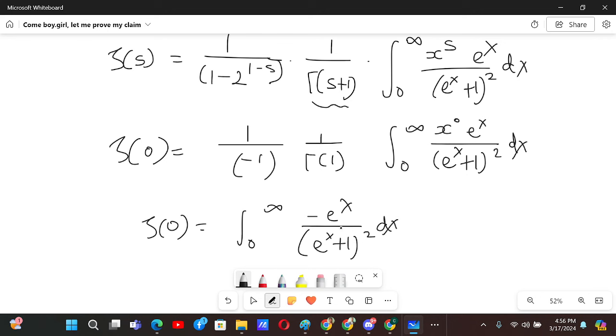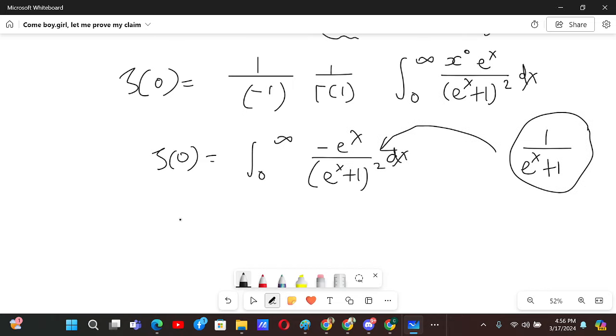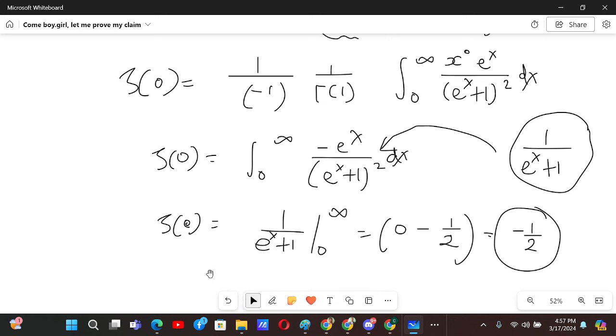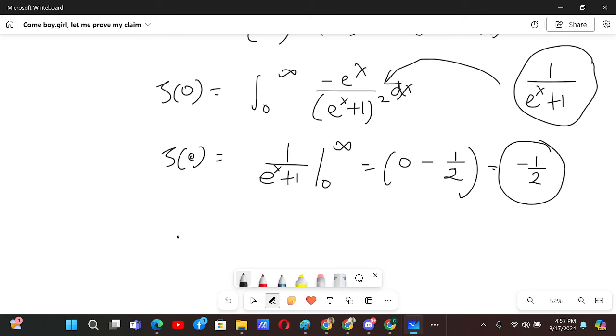Now we know that earlier, to get this expression, we just differentiated 1 by e to the power x plus 1. So now if we integrate, we get the same original expression. We get zeta of 0 equals 1 by e to the power x plus 1 going from 0 to infinity. At infinity this is 0, minus at 0 this is 1 by 2. So the answer is minus 1 by 2. So zeta of 0 equals minus 1 by 2.